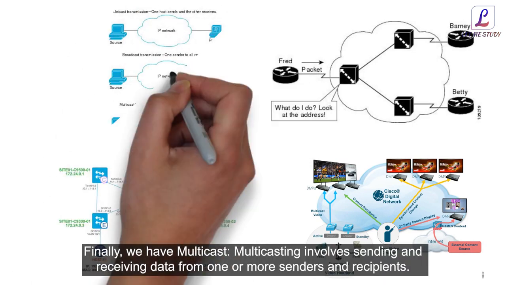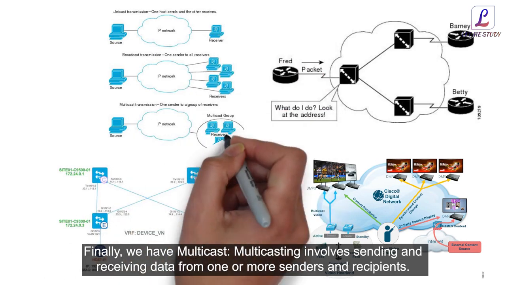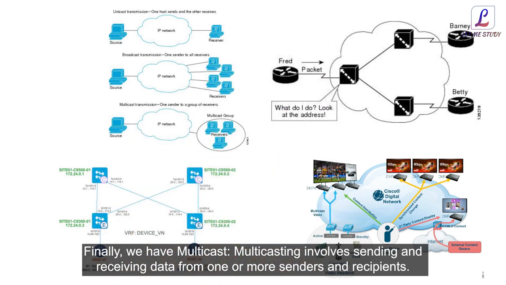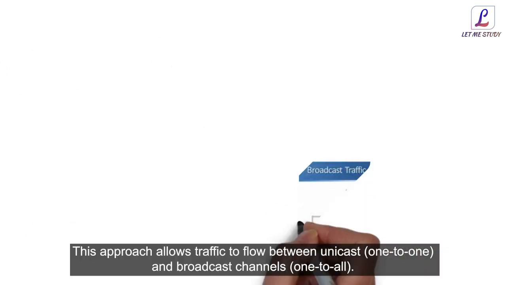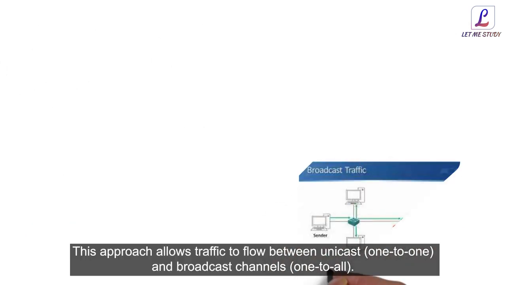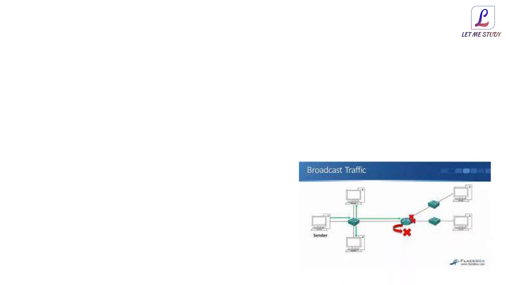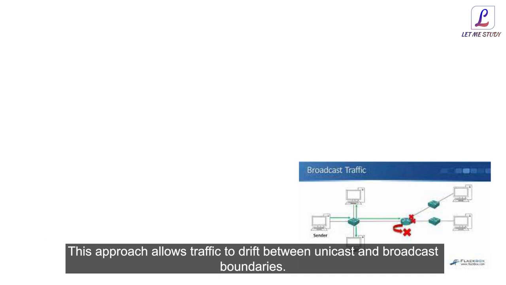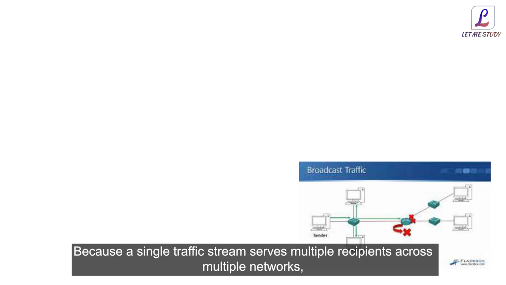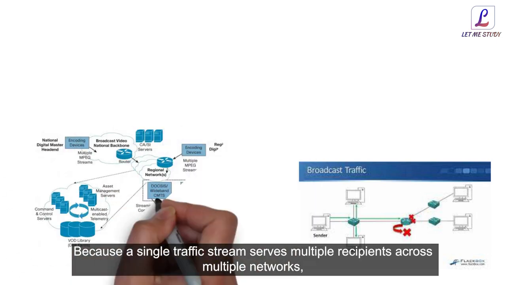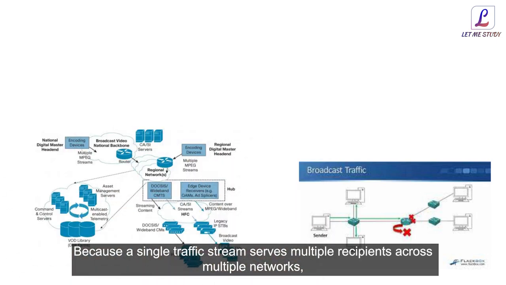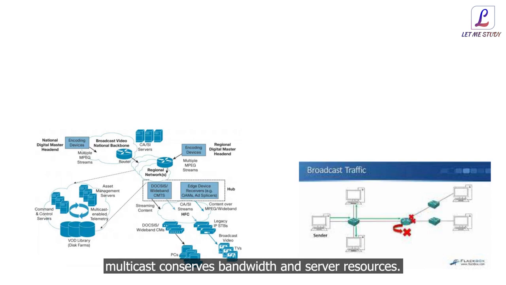Finally, we have multicast. Multicasting involves sending and receiving data from one or more senders and recipients. This approach allows traffic to flow between unicast, one-to-one, and broadcast, one-to-all. This approach allows traffic to drift between unicast and broadcast boundaries. Because a single traffic stream serves multiple recipients across multiple networks, multicast conserves bandwidth and server resources.